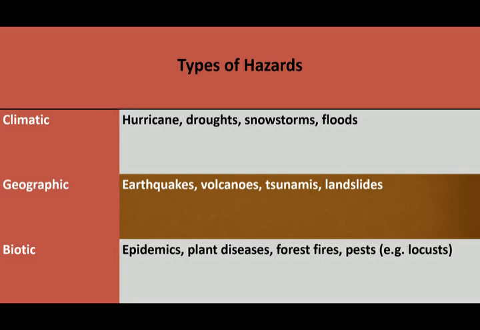pests. All right, for example, locust, and we put locust there because I remember back in 1988, after Hurricane Gilbert, the Caribbean, especially Jamaica, was actually invaded by swarms of locusts. Where did they come from? That's still a mystery. So these are the different types of hazards.